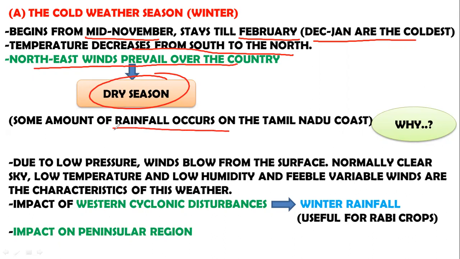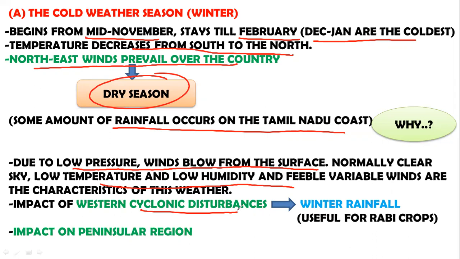Some amount of rainfall occurs on the Tamil Nadu coast, and we know the reason while we were studying about western disturbances. Due to low pressure, winds blow from the surface. Correct? India had low pressure during summer season and winds were blowing from the surface. Normally clear sky, low temperature, low humidity and feeble variable winds are the characteristics of this weather.